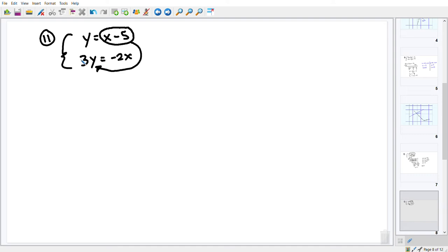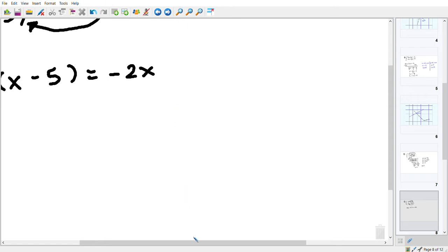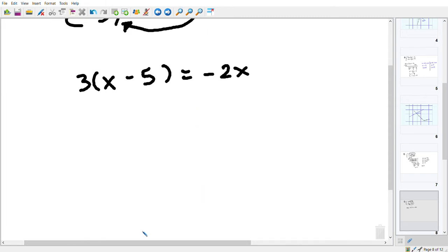We'll see. So substitution, 3y, so 3 parentheses. Y is x subtract 5. Equal sign, and it's just negative 2x. So you're still going to do the same work where you're going to go ahead and use your distributive property, but you're going to notice on this one we can't combine like terms because the x's are not on the same side.